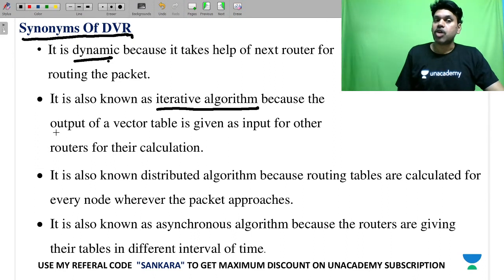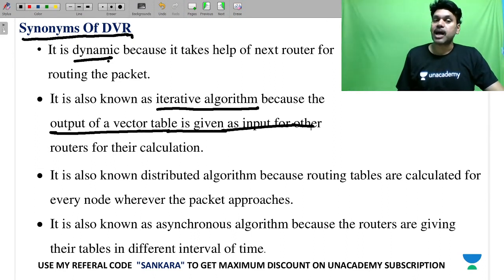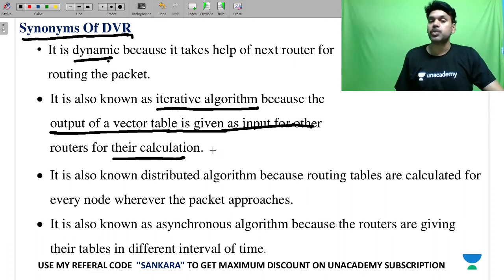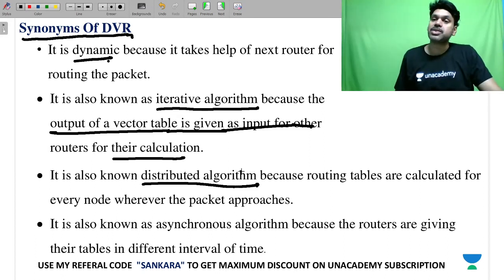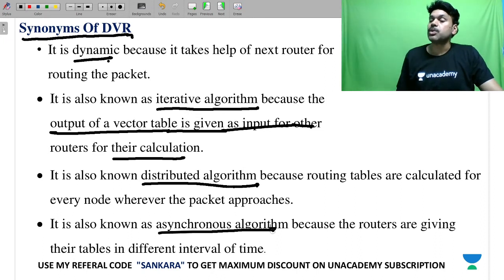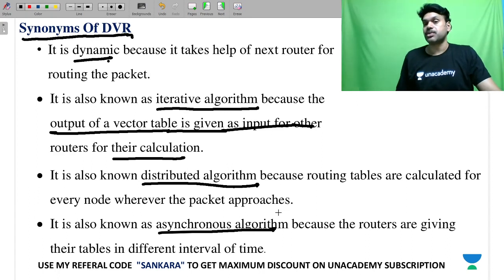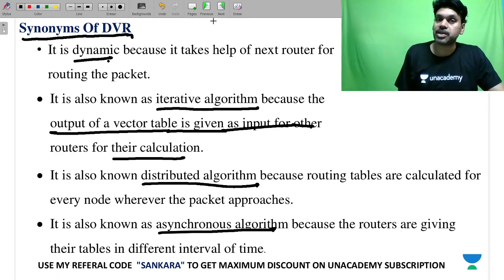Because the output vector table is given as input to other particular routers for their calculation, that's why it is an iterative process. It is also known as a distributed algorithm because routing tables are distributed across the network. It is also known as an asynchronous algorithm because routing values are given at different intervals. That's why it is asynchronous.